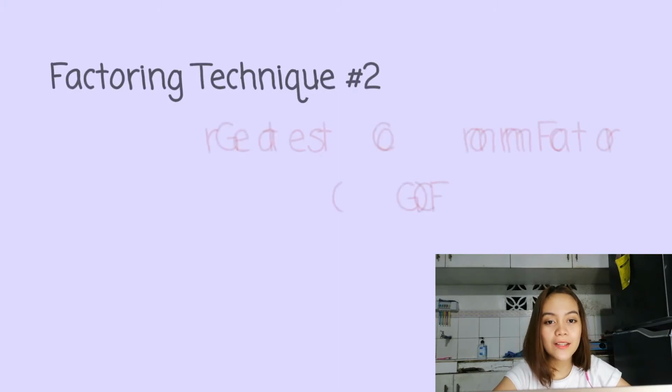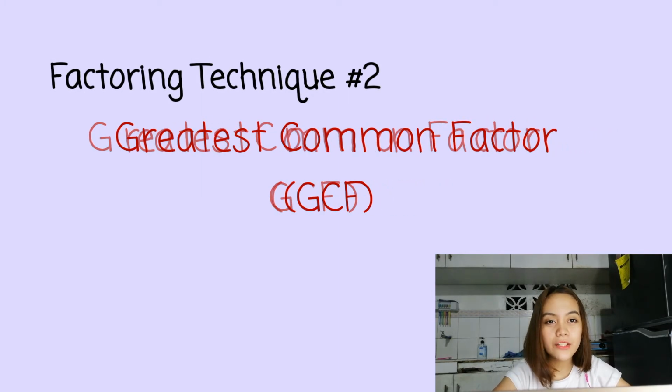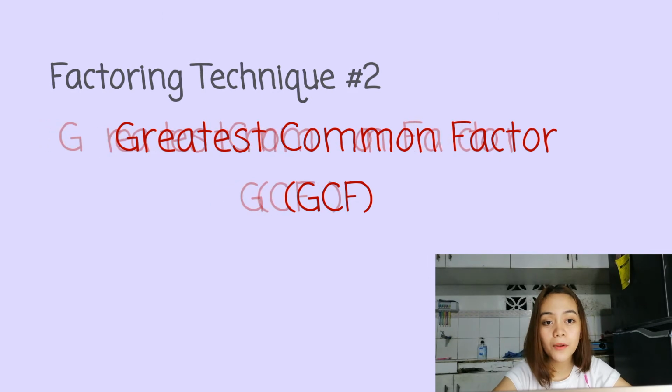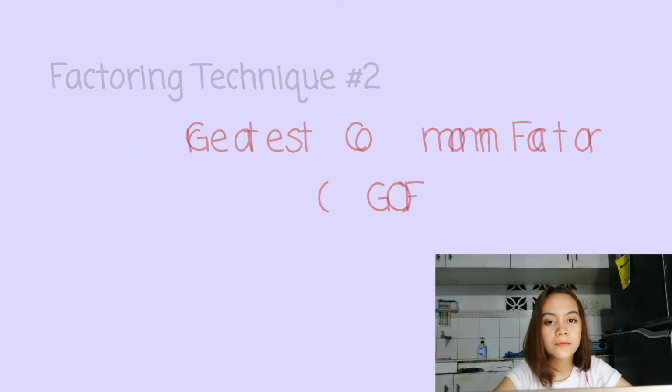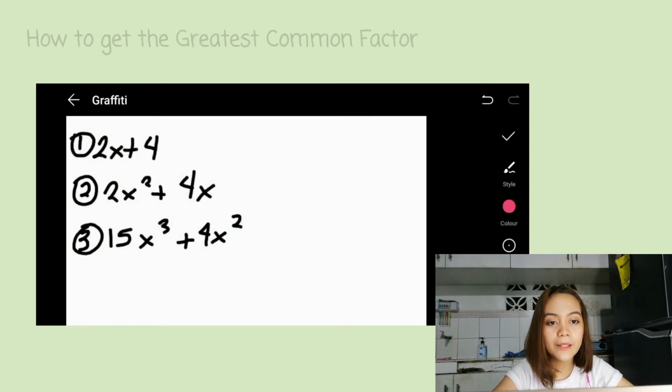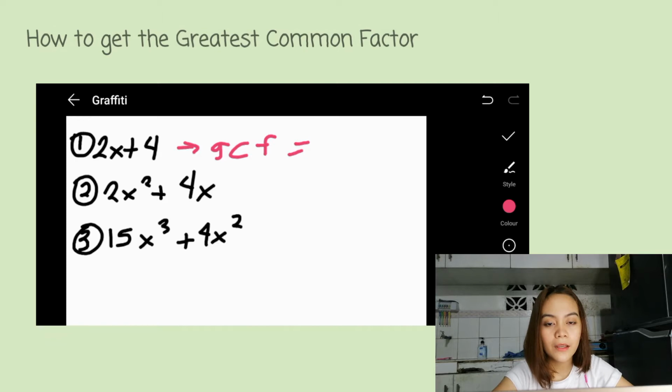Now the second factoring technique that we are going to use is the greatest common factor technique, or the GCF technique. Before we use that factoring technique, let's first review how to find the greatest common factor of a polynomial. So for example, we have 2x plus 4, and the greatest common factor of this polynomial will be equal to 2 because 2 is the greatest common factor that can divide 2x and 4. So that's going to be the greatest common factor for problem number 1.